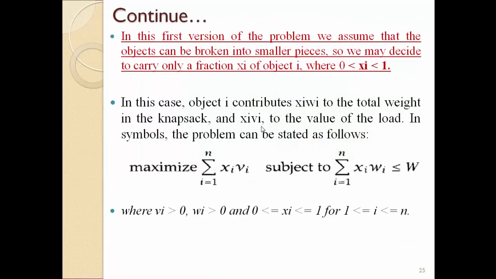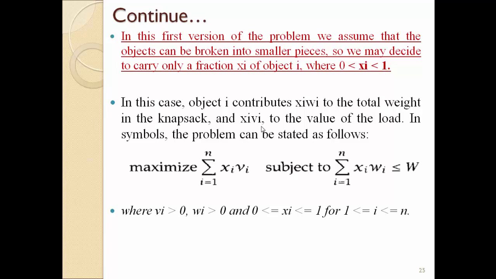Right, so in this first version of the problem, we assume that the object can be broken into smaller pieces, so that we may decide to carry only a fraction xi of the object i, where 0 is less than or equal to xi less than or equal to 1. It indicates that either we can fill a full object, or we leave behind the object, or we can also divide our object into small parts, and some part of that object we can fill inside the knapsack. Every time we need to check that the total weight must not be more than the capacity constraint capital W.